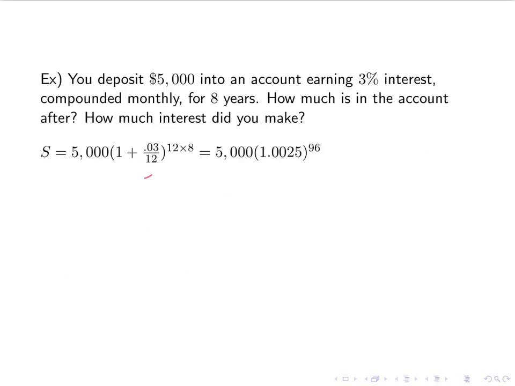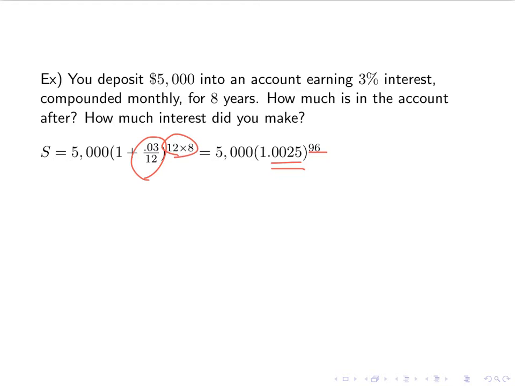However, I can simplify it. 0.03 divided by 12 is exactly 0.0025. I didn't round. It's exactly 0.0025. There are no decimals after that 5. And then 12 times 8 is 96. So always do the exponent first, because a lot of people will forget to put that in parentheses if they're shoving it into their calculator. So I'm always going to do that part separately.